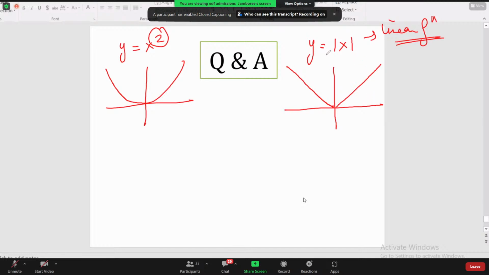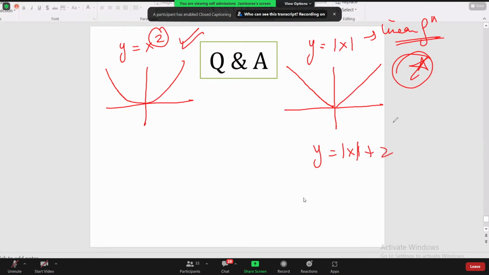So y is equal to modulus of x will be shaped as a V-shaped curve like this. So the bottom line is the graph for modulus functions will be a V-shaped curve. And the things which we have discussed for this function will remain the same for every function in this world. That means if it is about y is equal to modulus of x plus 2 as the function.